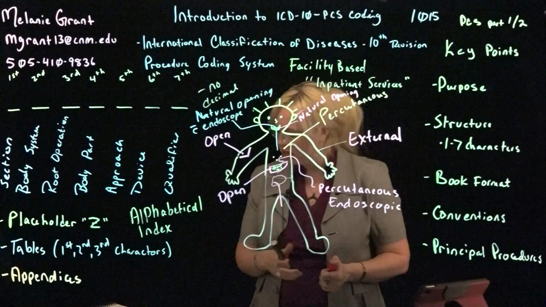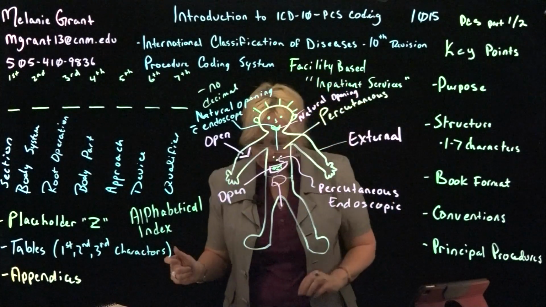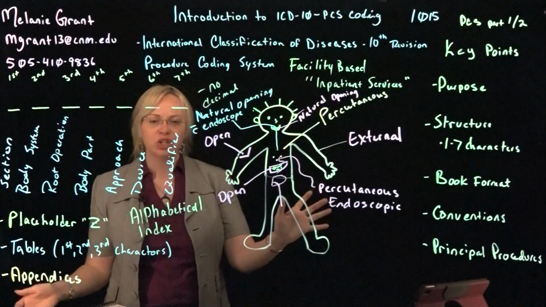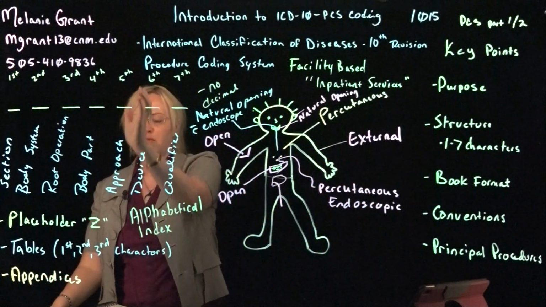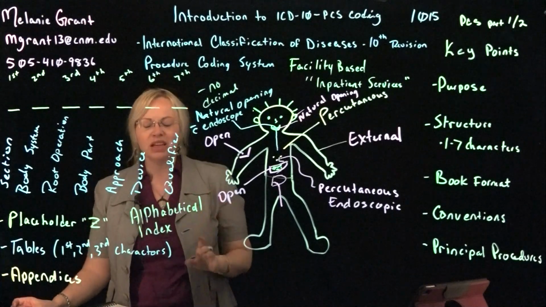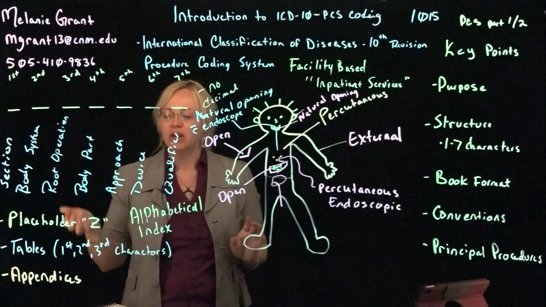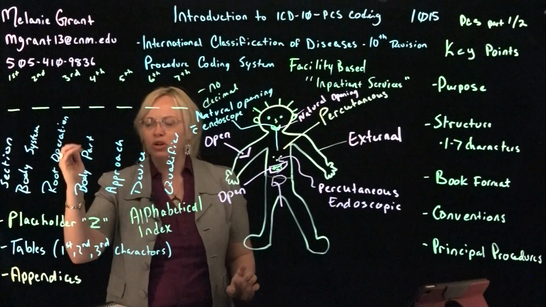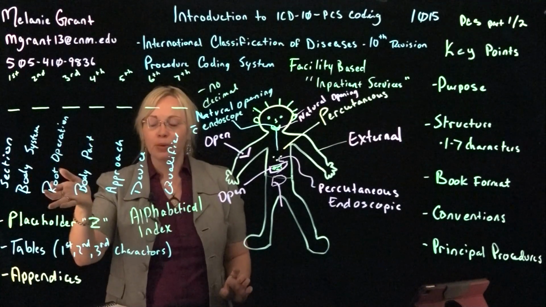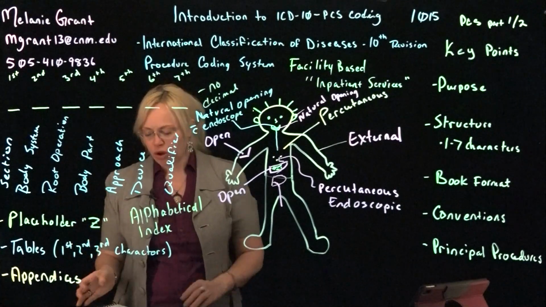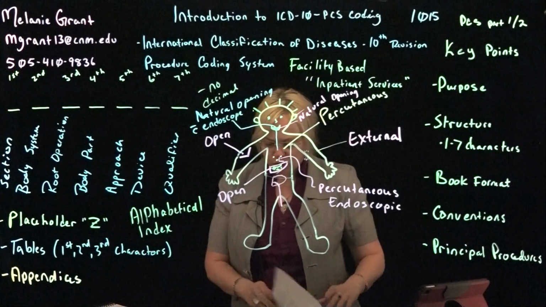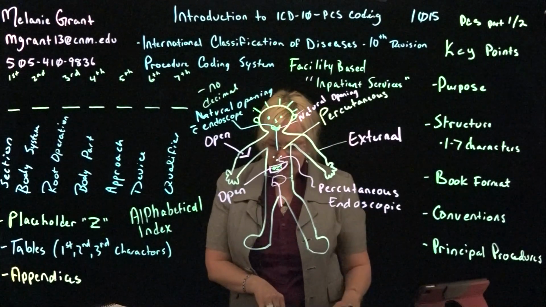That one's not going to be commonly used. Okay, so we have to identify what is the approach for our patient, and that's going to be on our 5th digit. Now, something about the code book that you should be aware of is once you've selected the first 3 characters, your section, your body system, and your root operation, then you get to what's called a table. And you can see an example of that over on page 961.